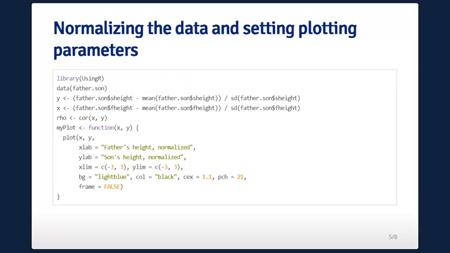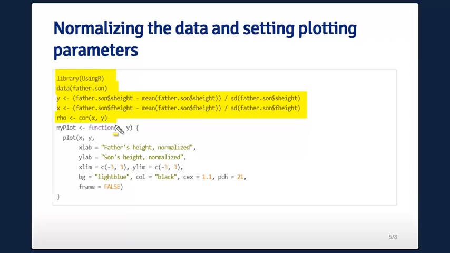Let me get my pen here so I can go through the code. This guy right here, using R, loads the library that we need to get this data. The data, in this case, I'm doing the fathers and the sons. Maybe it's a little bit easier to think about instead of having the pair of parents' heights like in the other data set. These two lines just normalize the data, so they're both mean 0, variance 1 after this, and then rho is the correlation.